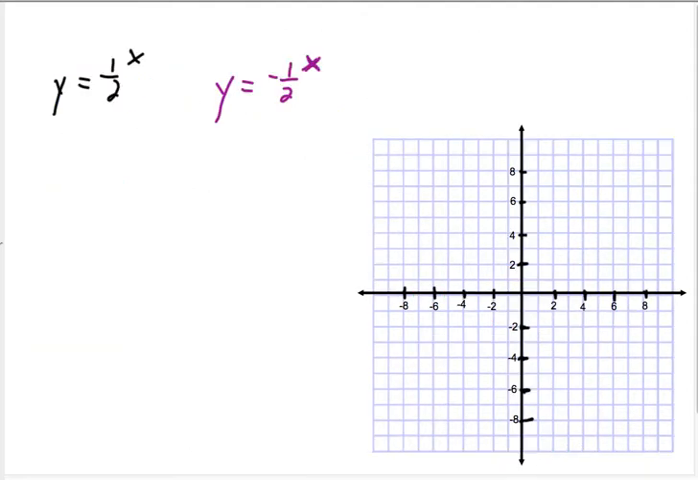Now, what if b, the b value, is a fraction? Let's try that. So, again, we can make an xy chart. If x is 0, y is 1. If x is 1, we have 1/2. If x is 2, we have 1/4. Okay, so you can tell it's going to get smaller and smaller as we go bigger on the x.